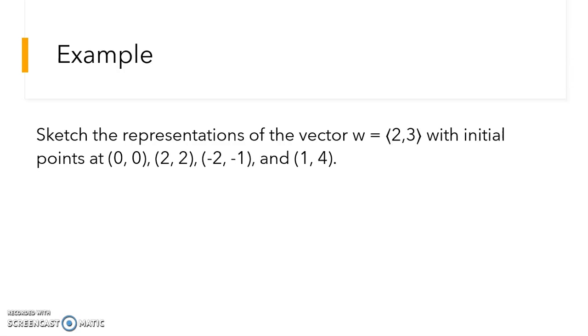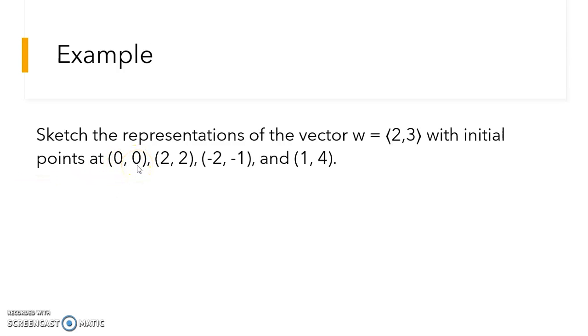In this example, we need to sketch the representations of the vector w with component form (2, 3) that has several different initial points: (0, 0), (2, 2), (-2, -1), and (1, 4). So what we're doing is we're actually sketching 4 equal vectors, and they just have different initial points.